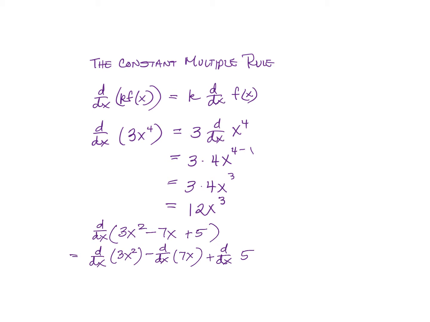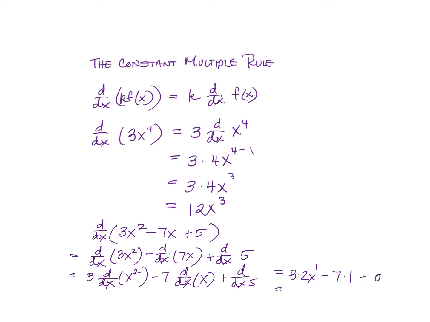And I can use the constant multiple rule to pull the 3 out front. So I have 3 times the derivative of x squared minus 7 times the derivative of x plus the derivative of 5. And that gives me 3 times 2x to the first power minus 7 times the derivative of x, which is just 1, and then plus the derivative of 5, which is just 0. And so simplifying, I get 6x to the first minus 7.